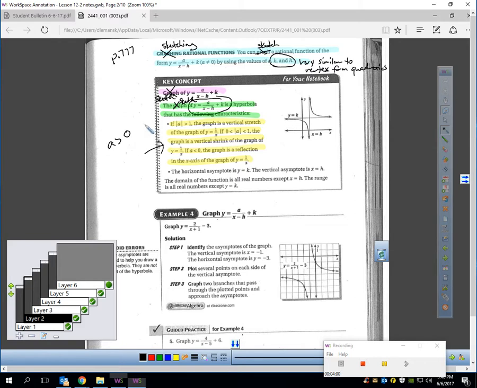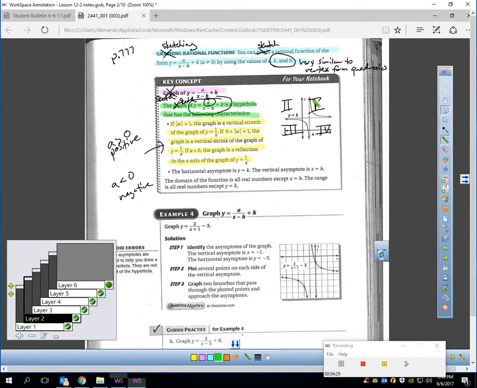If a is greater than 0, if a is positive, the graph has to be up here in quadrant 1 and quadrant 3. So this would be an example of a sketch where a is positive. If a is less than 0, which means a is negative, that means my graph is going to be in quadrant 2 and quadrant 4. Okay, so by looking at the a value, I can tell how this hyperbola is oriented. If a is positive, it'd be here and here, or if a is negative, it would be oriented here and down here. You've already learned that in the last lesson.